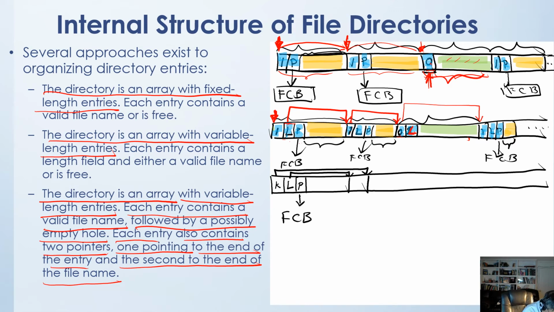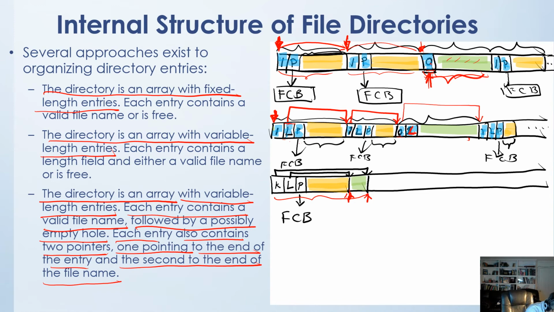Now why is that? That means this space is used by the file name. Now this is the whole entry. But that's the end of the file name, and that's the end of the entry. Now that's a free space.